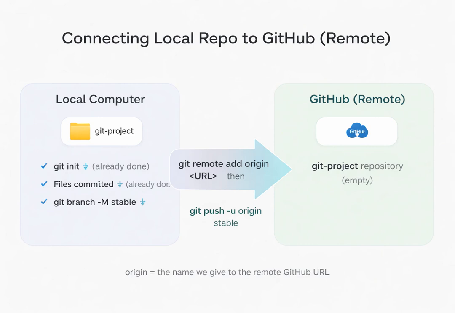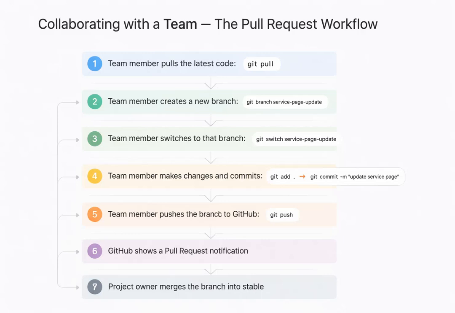Any changes you make locally can be pushed up, and any changes on GitHub can be pulled down. Now, let's talk about the pull request workflow. This is how teams actually collaborate.